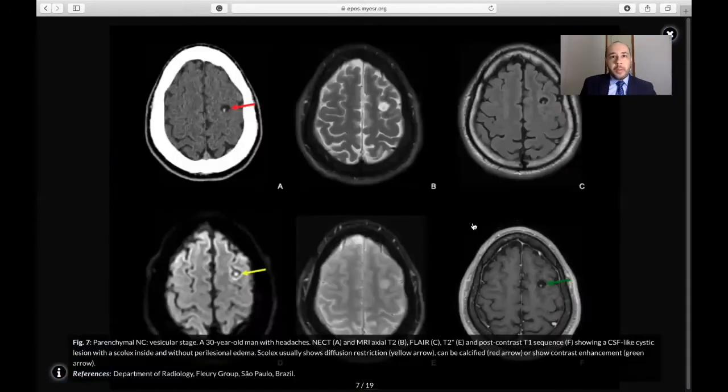brain parenchyma. Here we see a 30-year-old man with headaches. There is a cystic lesion with a scolex inside without perilesional edema. The scolex usually shows a high signal on the DWI, as we see on the yellow arrow.